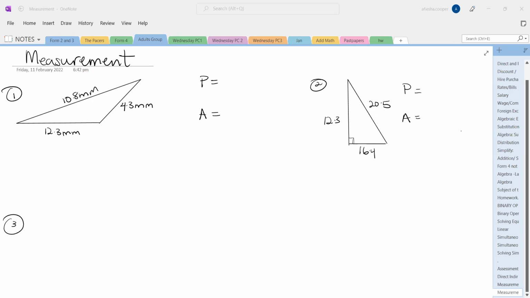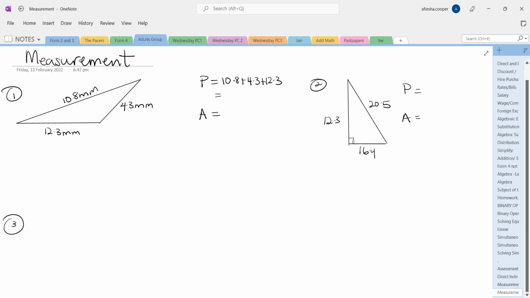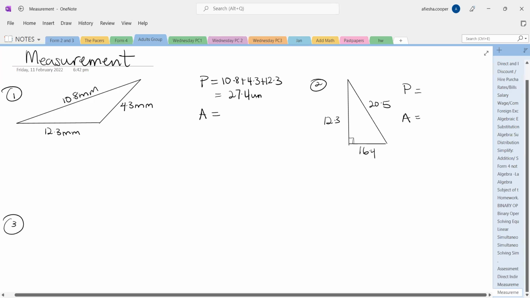This is a triangle. It has 3 given sides. So we know to work out the perimeter of this, we will have to add up all the sides. So the perimeter is the distance around, which will be 10.8, add 4.3, add 12.3, right? Giving us an answer of 27.4 units. Sorry, this is millimeters.